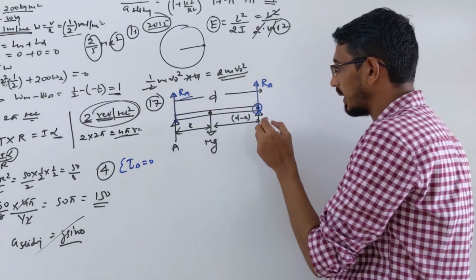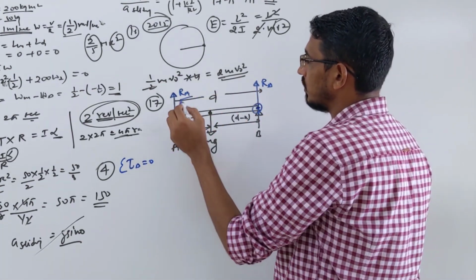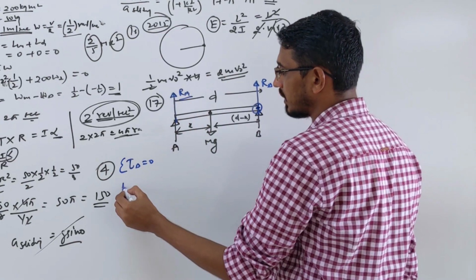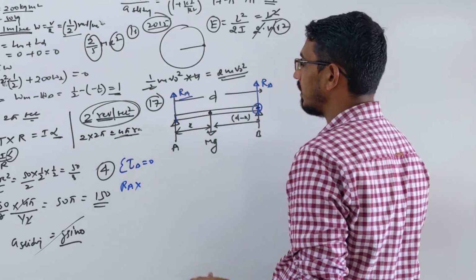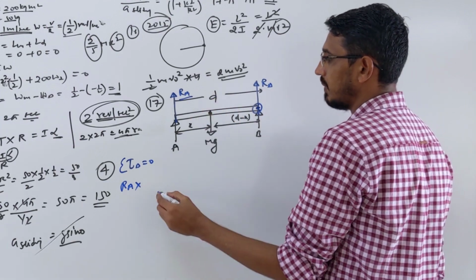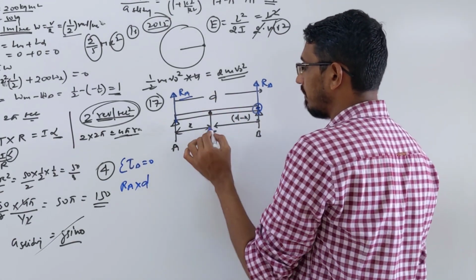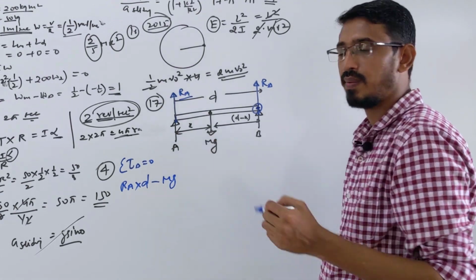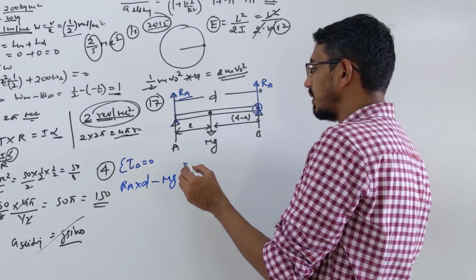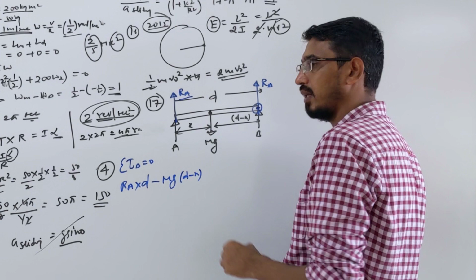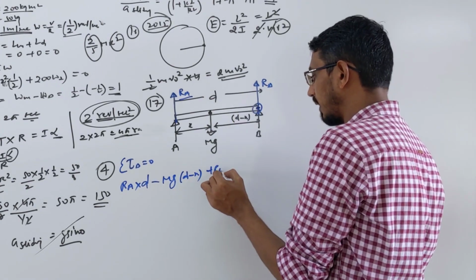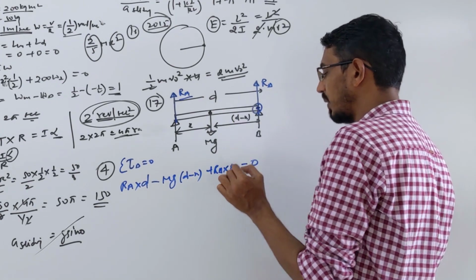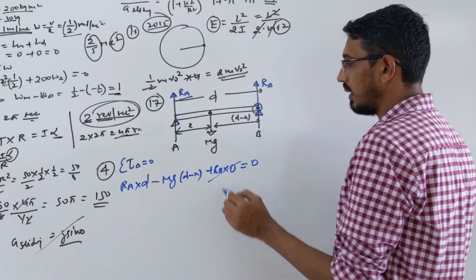Let us write the torque at this point due to all the forces. First, torque due to the reaction RA, times the perpendicular distance from here to here, which is simply D. Then mg force, minus, because this force is upward and that force is downward, so the torque produced will be in the opposite direction. Mg into distance d minus x. Then this force RB into distance 0, should be equal to 0. This term is completely 0.